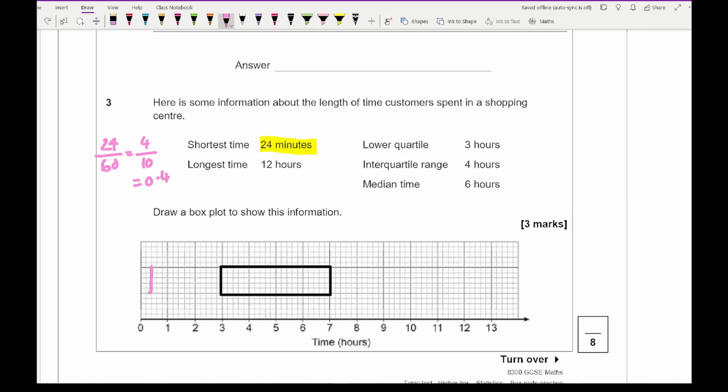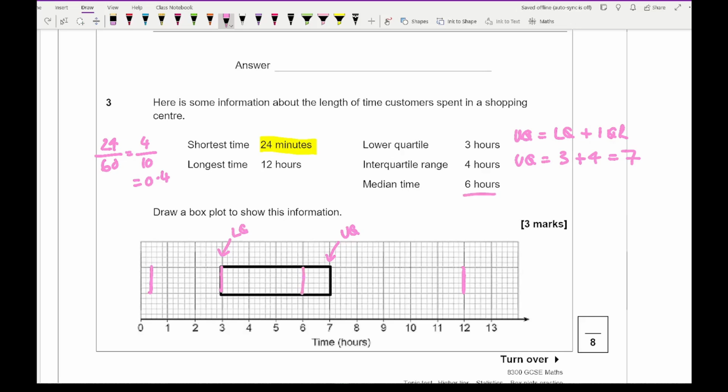And again, make sure you are using a ruler. Now the longest value is 12, so that's going to be there. The lower quartile is 3, which is here, and I've drawn the box just to save a bit of time. The upper quartile is basically the lower quartile plus the interquartile range. So the upper quartile is going to be 3 plus 4, which is 7. So this here is my upper quartile, this is my lower quartile, and it tells you that the median is 6.